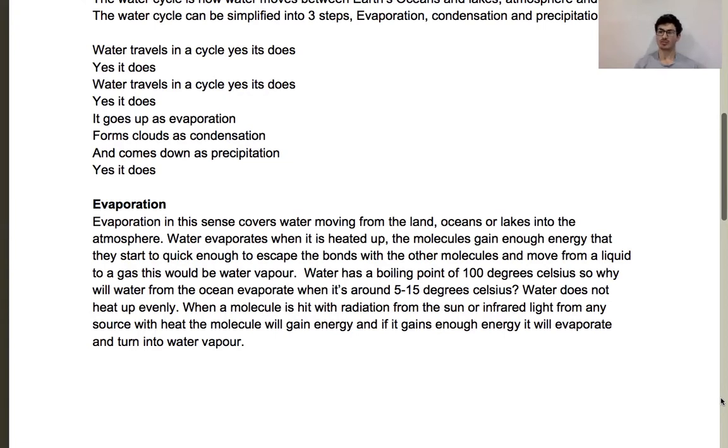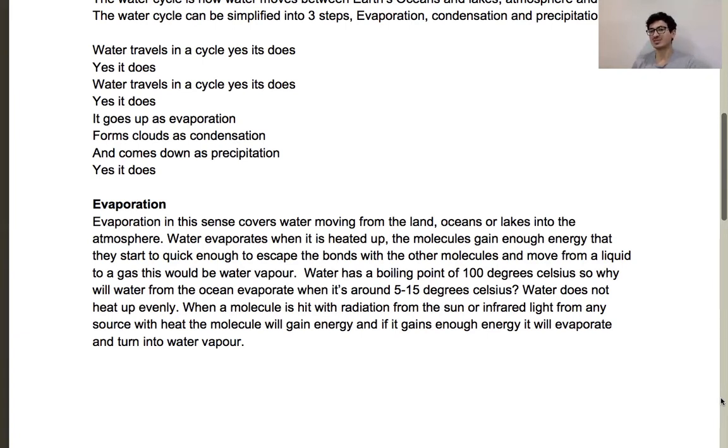So with water, when you think, okay, the boiling point of water is 100 degrees Celsius. So why can lakes or ocean that's like 5 to 15 degrees Celsius have water evaporate? It doesn't get to 100. It can't get to that boiling point.